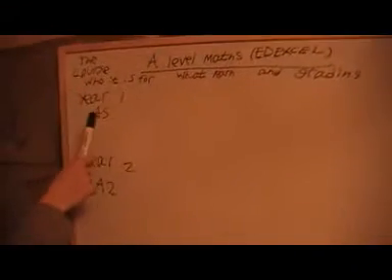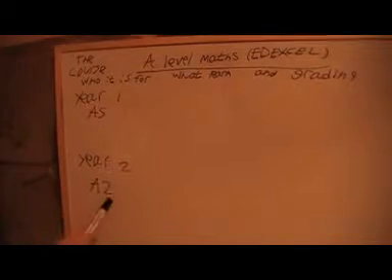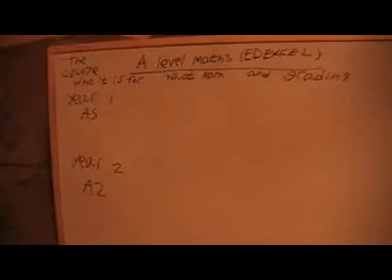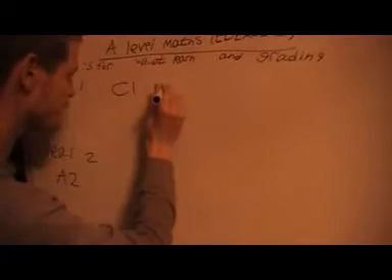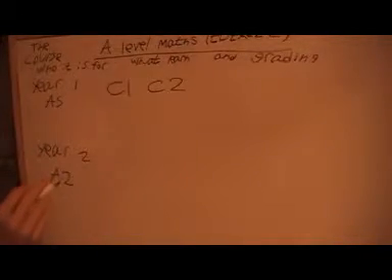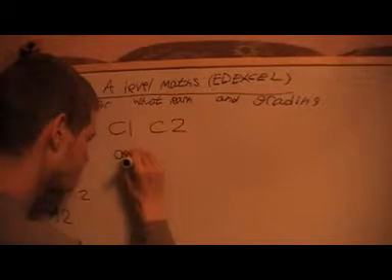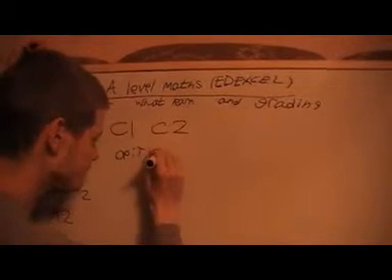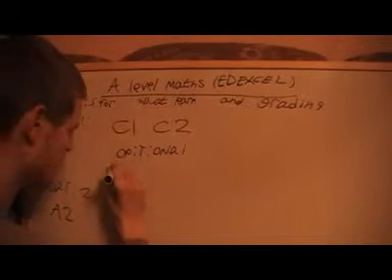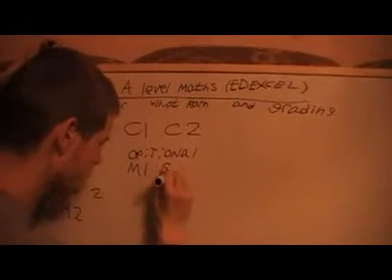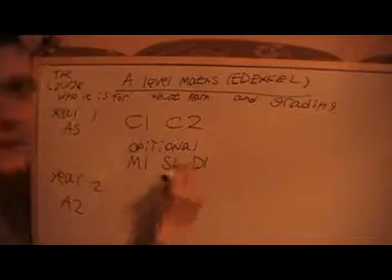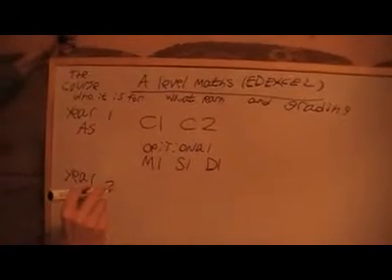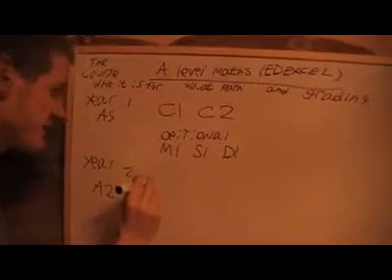Right, so this is a two-year course. It has two main parts. The first part is called the AS, the second part is called the A2. In the first year, you take C1, C2, and then you get optional modules for the first year, which are M1, S1, and D1.